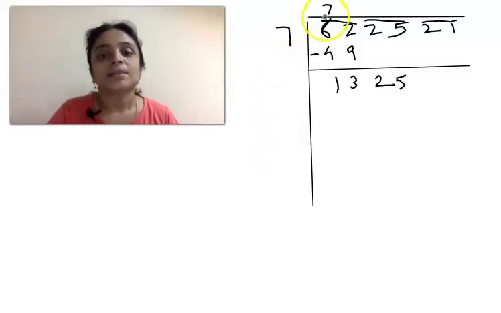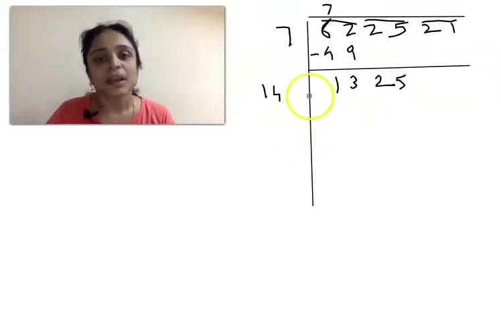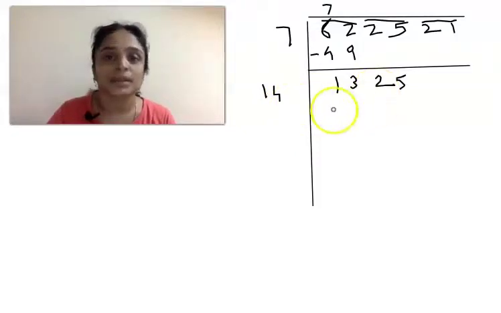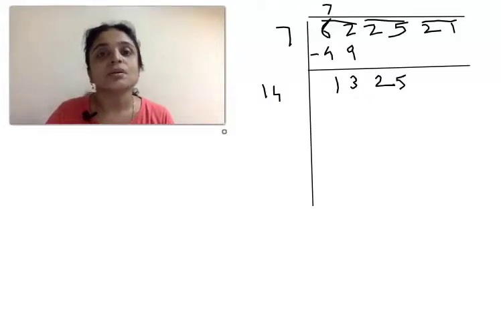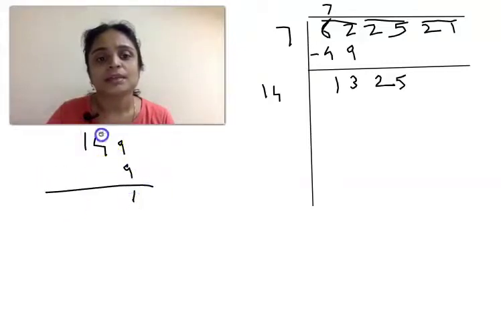Then next step is add this. 7 plus 7 is 14. Now we have to find a number a such that 14a into a is less than or equal to 1325. 149 into 10 is 1490. So let us see whether 149 is that number. So 9 into 9 is 81. 4 9s are 36. 36 plus 8 is 44. Then 13. 1341. So 9 is not that number. So 8 will be that number.